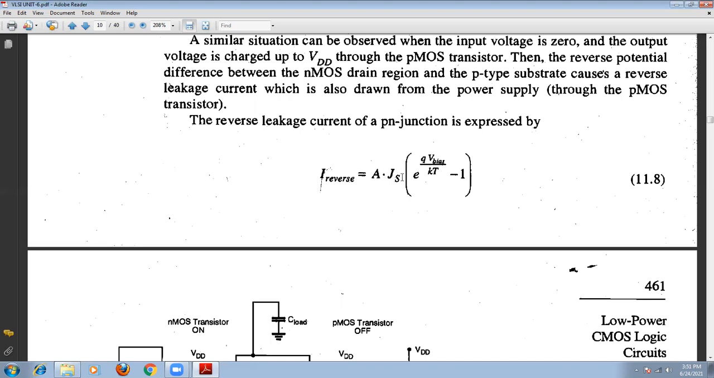IS, that is JS into A, the reverse saturation current, is equal to e to the power of Q into the amount of voltage that is applied, V bias, this reverse bias you can say, divided by KT. That is V by KT by Q, VT. There is eta into VT, you can say, now this minus 1. So this is the reverse leakage current of the PN junction that exists in the transistors.